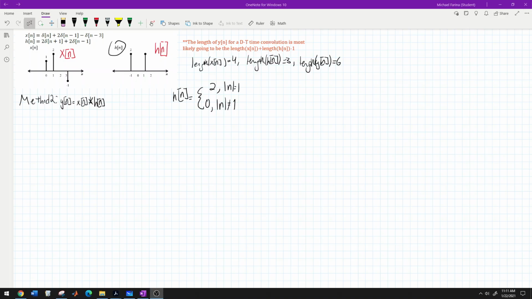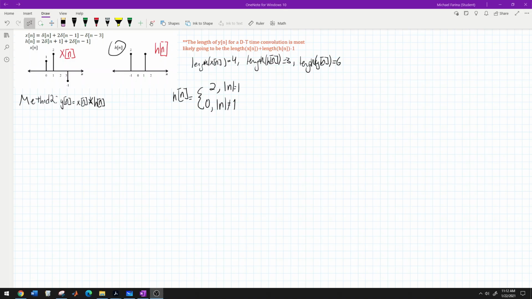Right, so I'm back. We're going to do the convolution using method two, which is just applying the properties of convolution and using things like the sifting method. So here we go. We have y of n equals x of n convolved with h of n. Now h of n is defined as two scaled and shifted impulse functions, right?